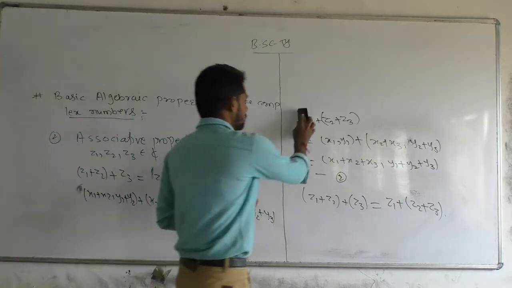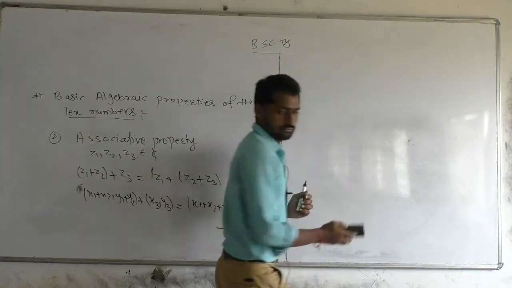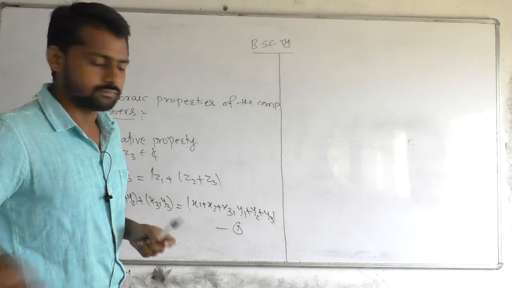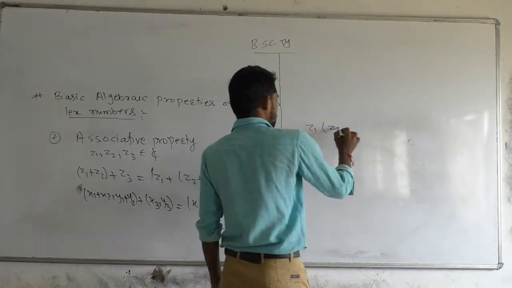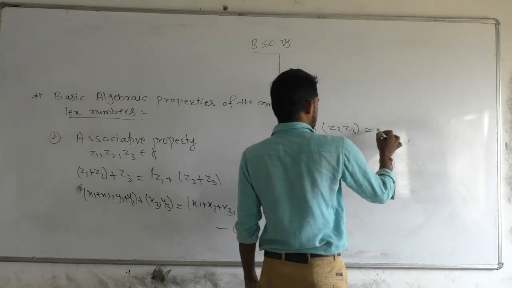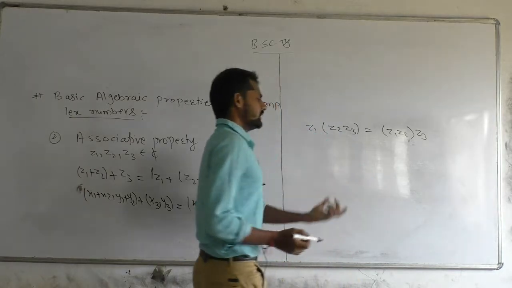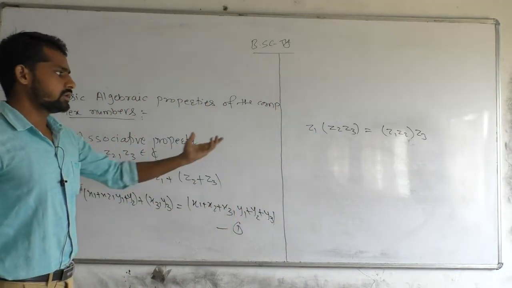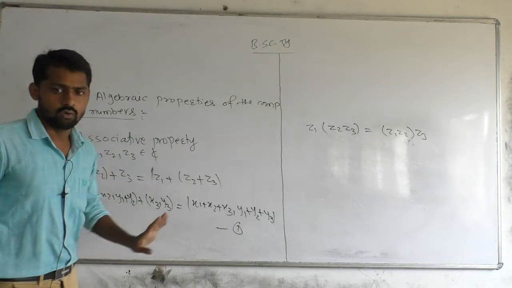Now you can check for the multiplication. That is, we have to check that (z1 z2) z3 is equal to z1 (z2 z3). It is obviously equal because this is a field. So you can verify it on your own. We leave it as homework.